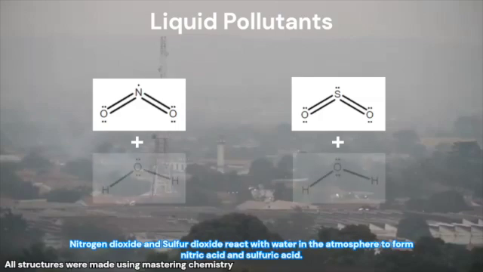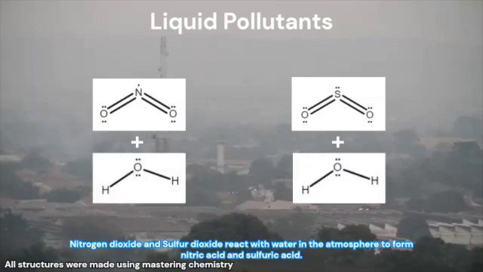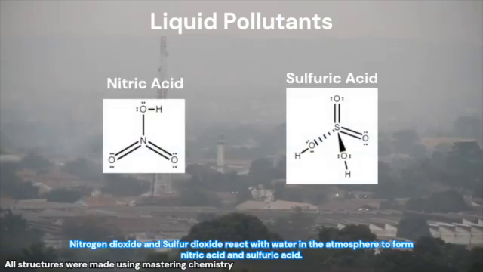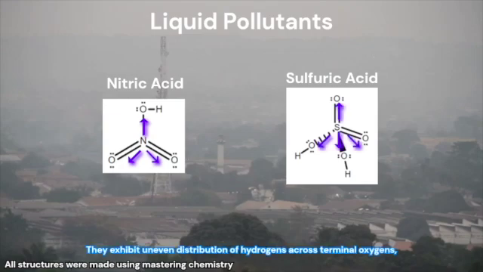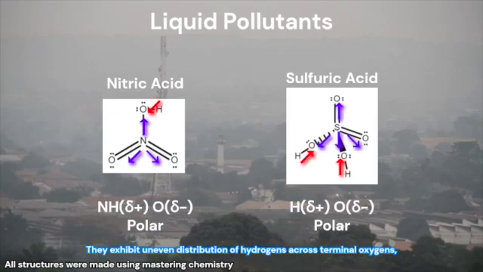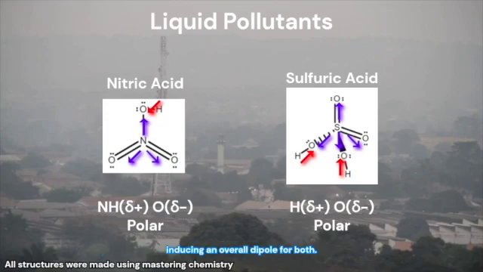Nitrogen dioxide and sulfur dioxide react with water in the atmosphere to form nitric acid and sulfuric acid. These molecules precipitate along with water as acid rain. They exhibit uneven distribution of hydrogens across terminal oxygens, inducing an overall dipole for both.